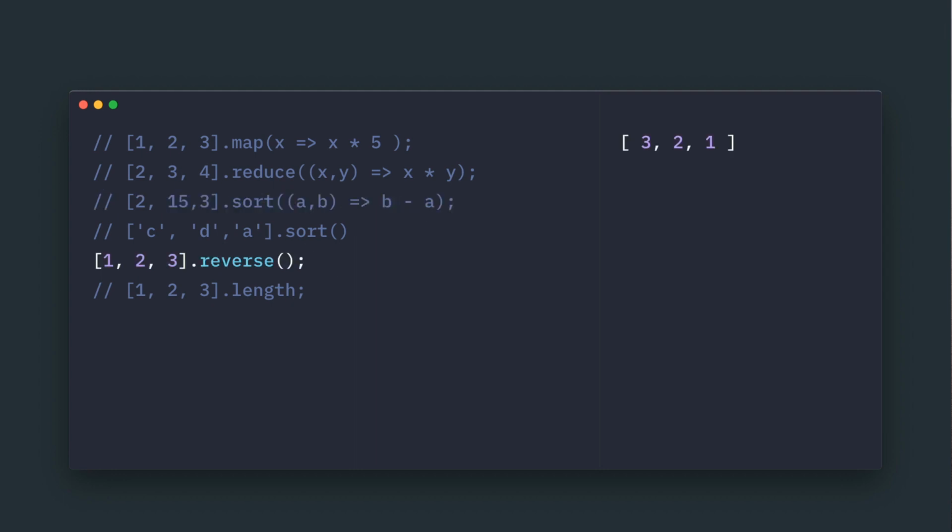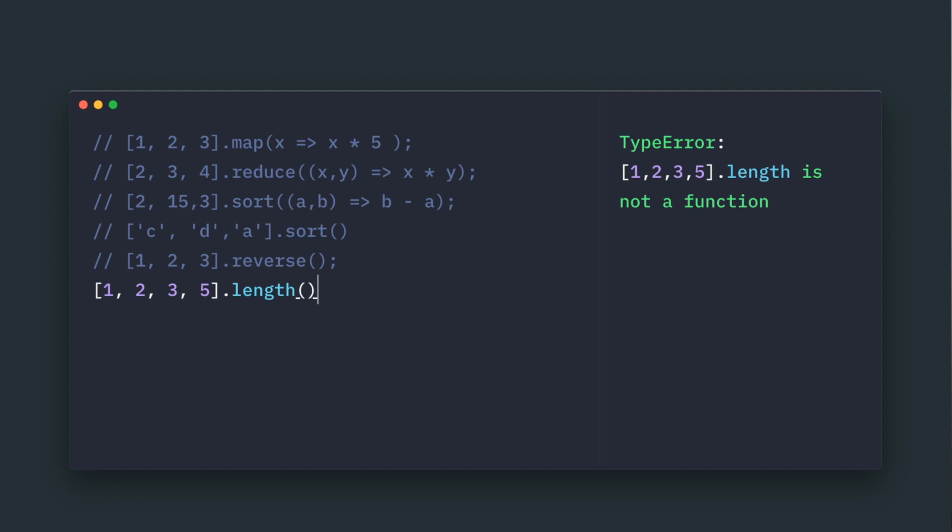And this reverse is quite easy. 1, 2, 3 you pass, and it would come out as 3, 2, 1. And this length, as usual, is my favorite, like it is 3. If you pass 4, length is 4. If you try to call it as a function, it should throw an error. Yeah, length is not a function, it's a property. Okay.